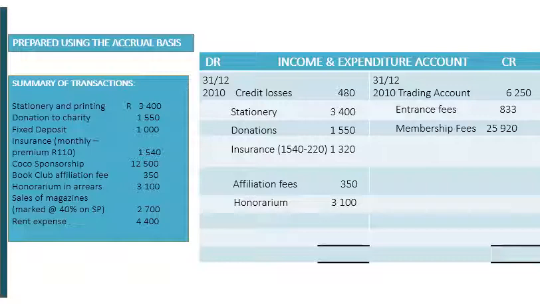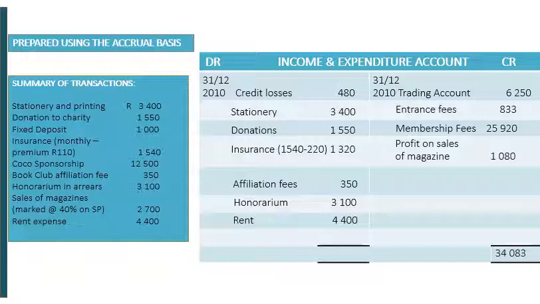If the selling price is given as 2,700 and markup is 40% on selling price, therefore the selling price percentage will be 100. We will therefore take 2,700 divided by the corresponding percentage of 100, multiply it by 40% to arrive at the profit on sales of magazine on the credit side of the account, amount 1,080. Bring in the rent expense paid on the debit, 4,400.